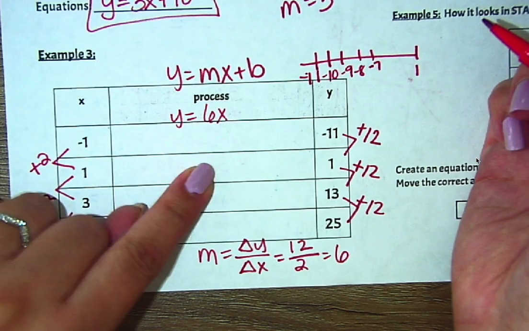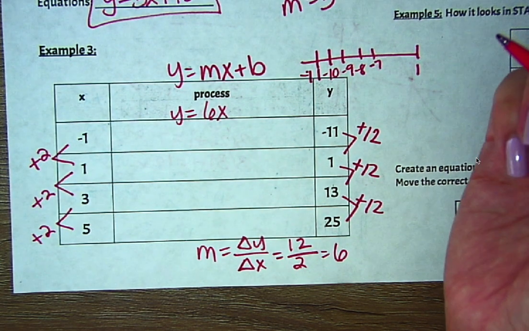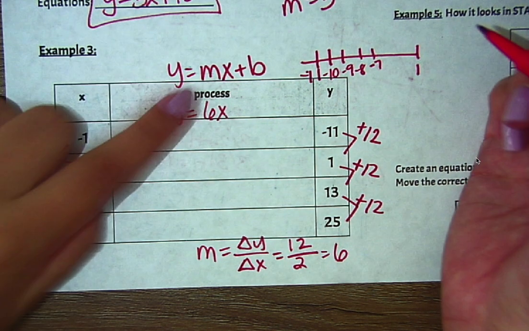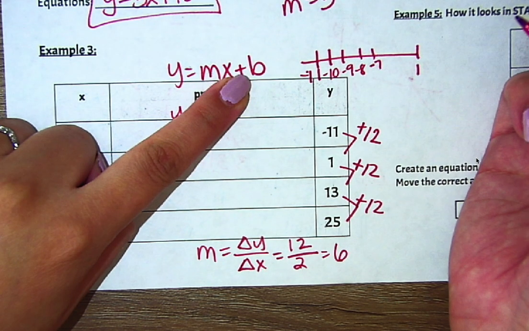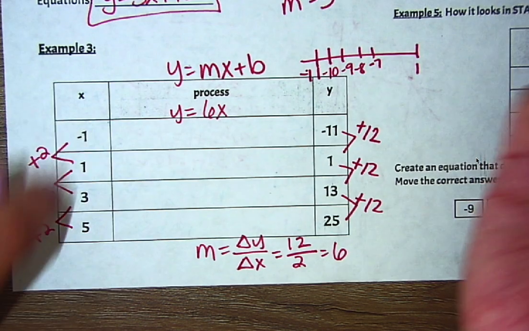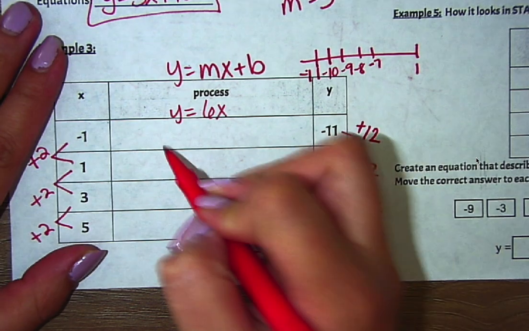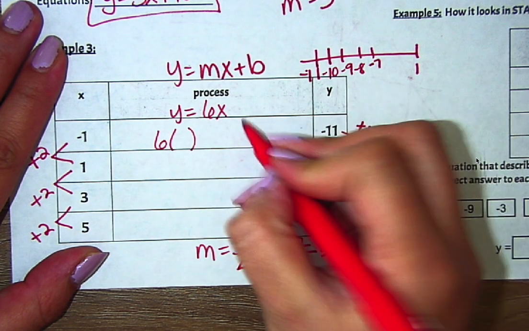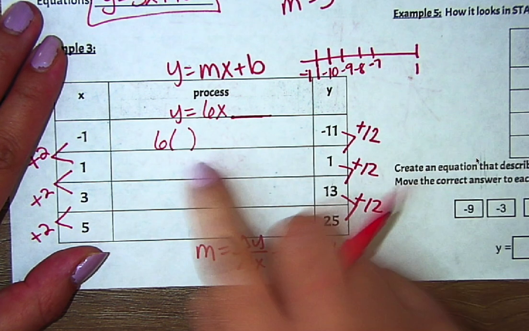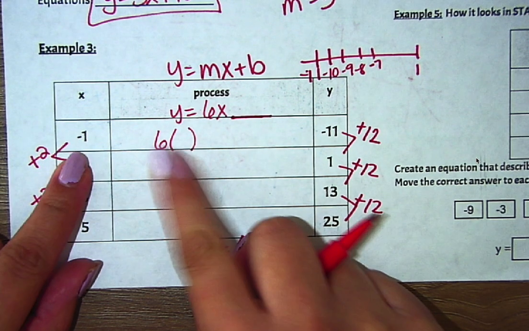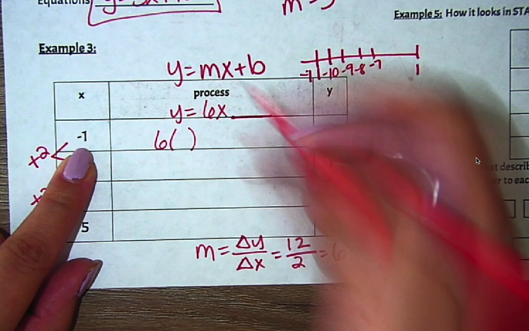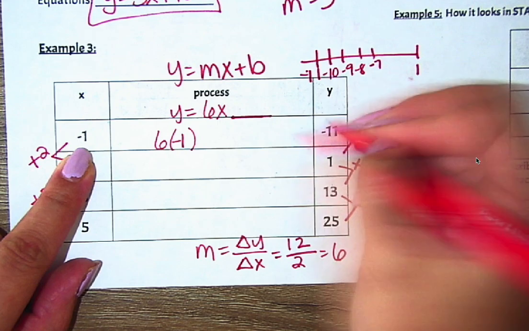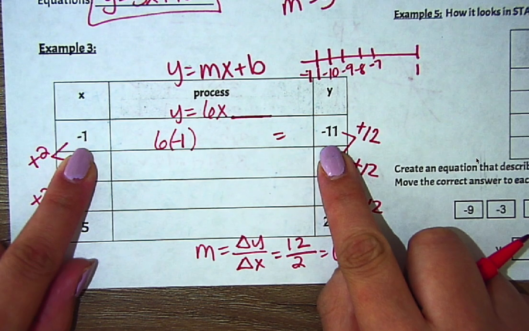Okay? So now this is the part where we're working backwards still. We already found my m. I have to find my b. Because remember, I need an equation from this table. So let's go ahead and just plug in. We don't have all of it. We're still missing my b. But we're going to plug in the first half. So we got 6. We got my x is -1. And remember, I need to get to -11.